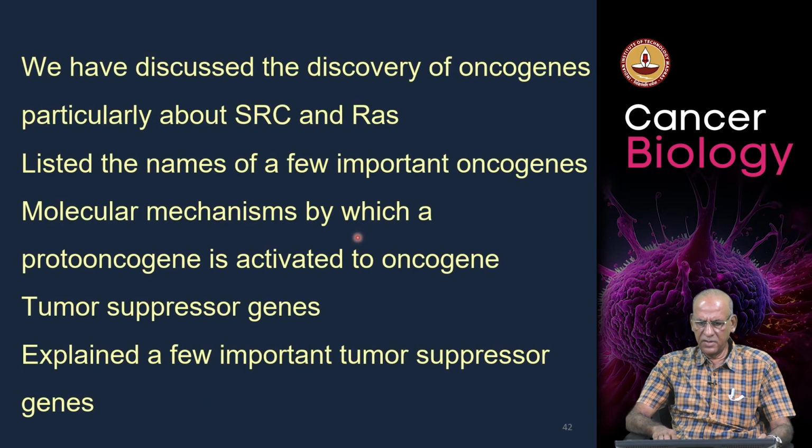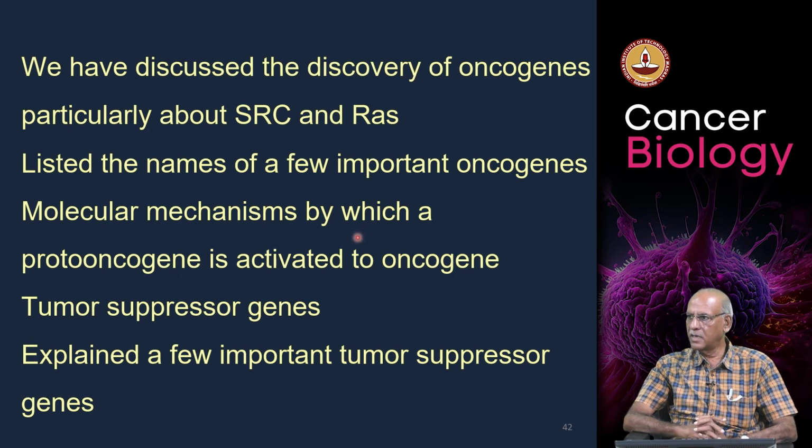We have discussed the discovery of oncogenes, particularly SRC and RAS, I told you. And we listed names of a few important oncogenes, molecular mechanisms by which a proto-oncogene is activated to an oncogene, and we listed tumor suppressor genes, and we have explained certain tumor suppressor genes, especially p53 and RB, and how they function. I think we'll stop here.